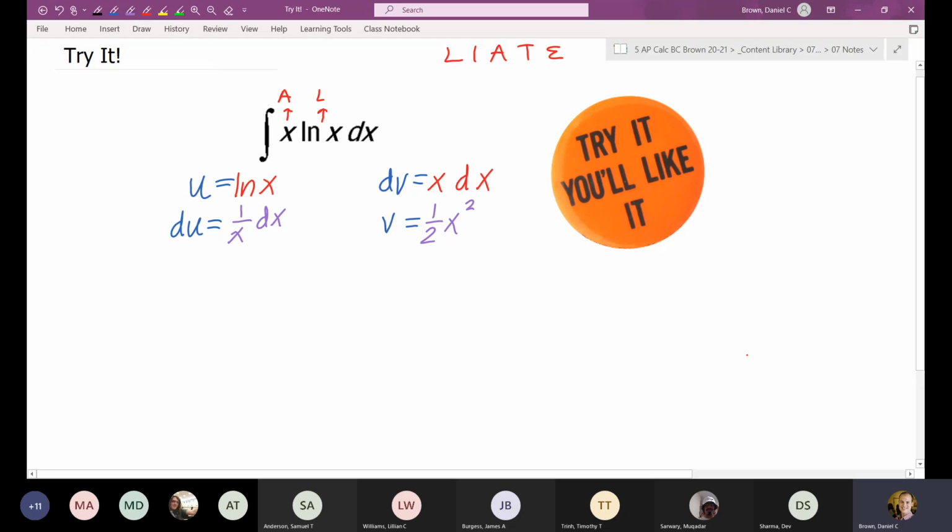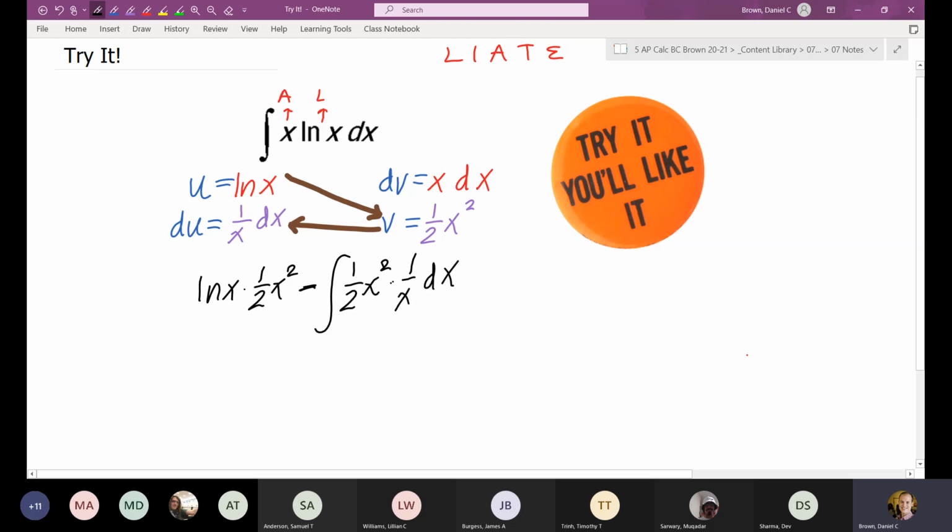Using the formula, it's going to be u times v minus the integral of v times du. So again, showing that, I have u times v minus the integral of v times du. Before I continue, any questions so far on what I've done?